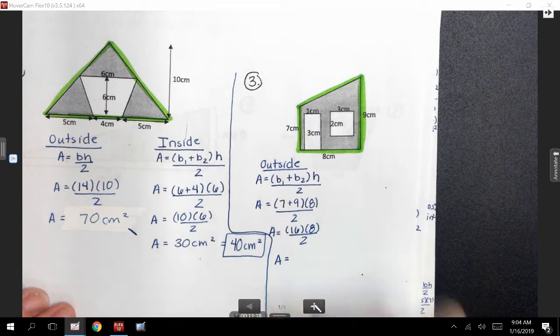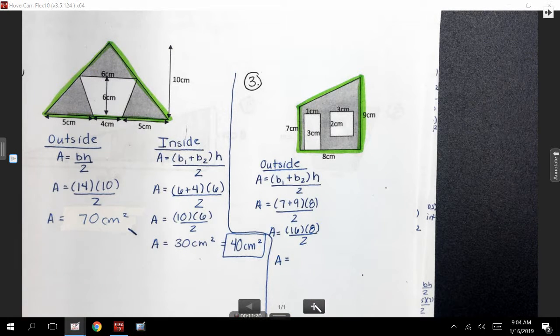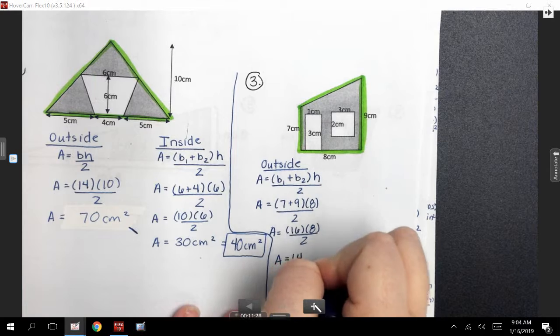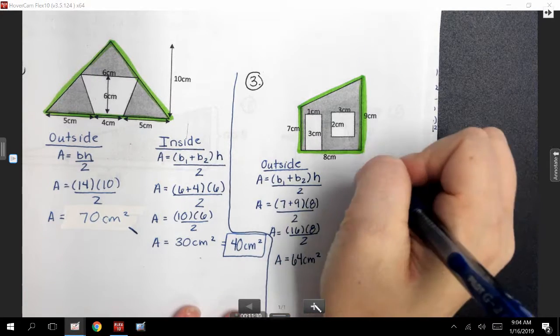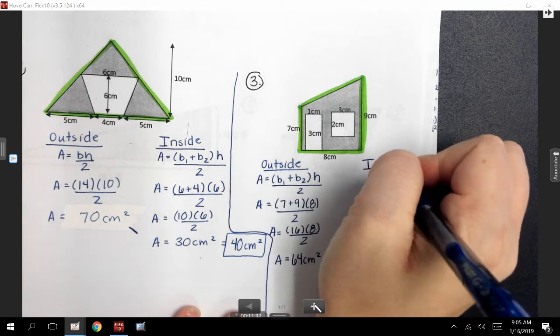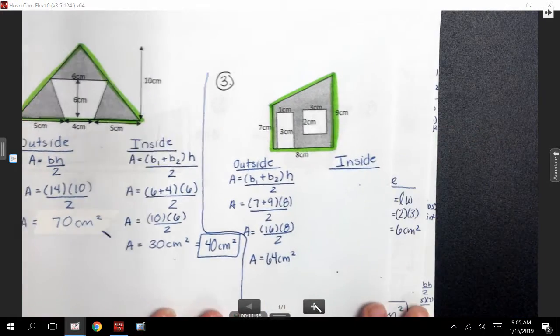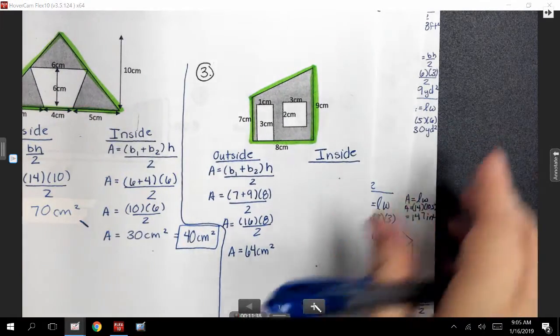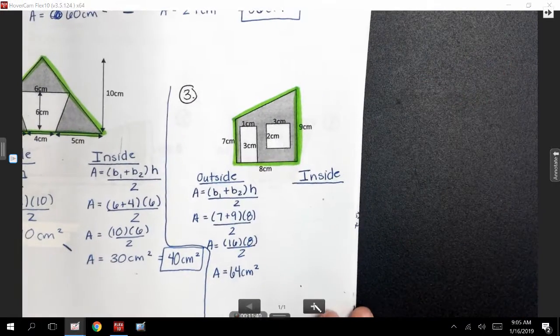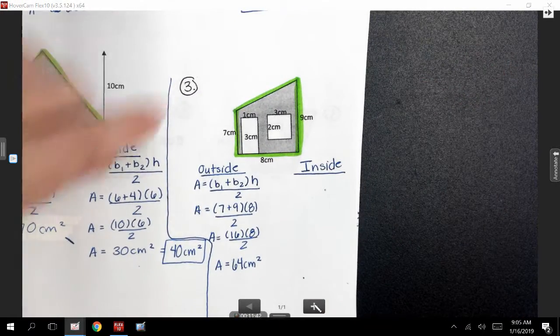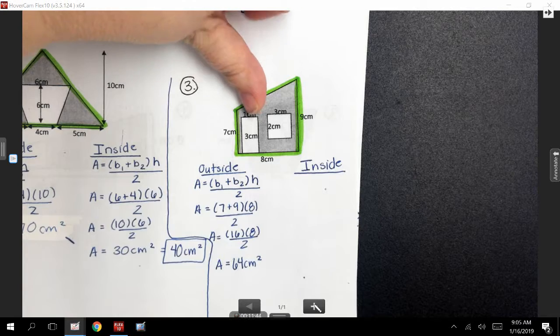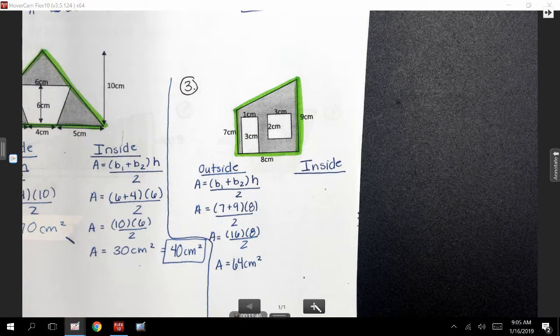So what is the area on the outside going to be here? What is my outside area going to be? Sarah Page? 64 centimeters squared, all right? And now we're going to do the inside. And I've kind of squished myself into a little bit of a corner here on this last one. So I'm going to write a little small. All right? So inside, let's do that first rectangle, the long one. So let's do the long rectangle.